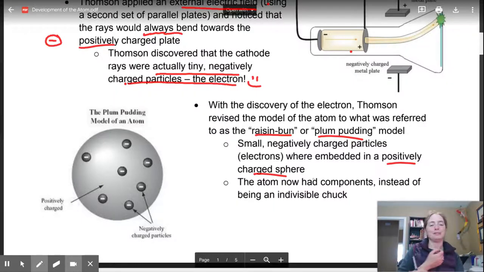So, ladies and gentlemen, why would he say that it would be a positively charged sphere that these little electrons are embedded in? Because the atoms are neutral. So the model had now changed from our raisin bun model to a still component, but just one indivisible chunk in which you could kind of pluck bits off, or components, but one piece. Like one piece you could pluck bits off of.